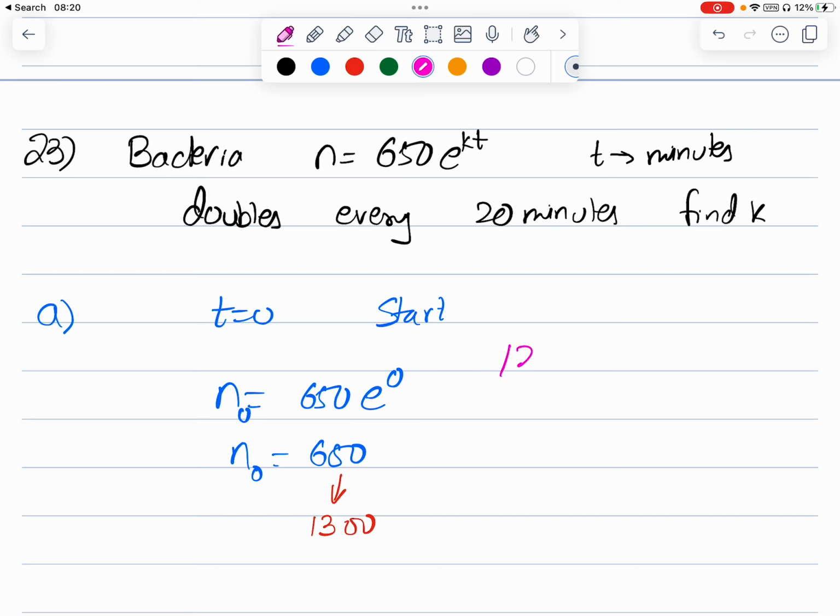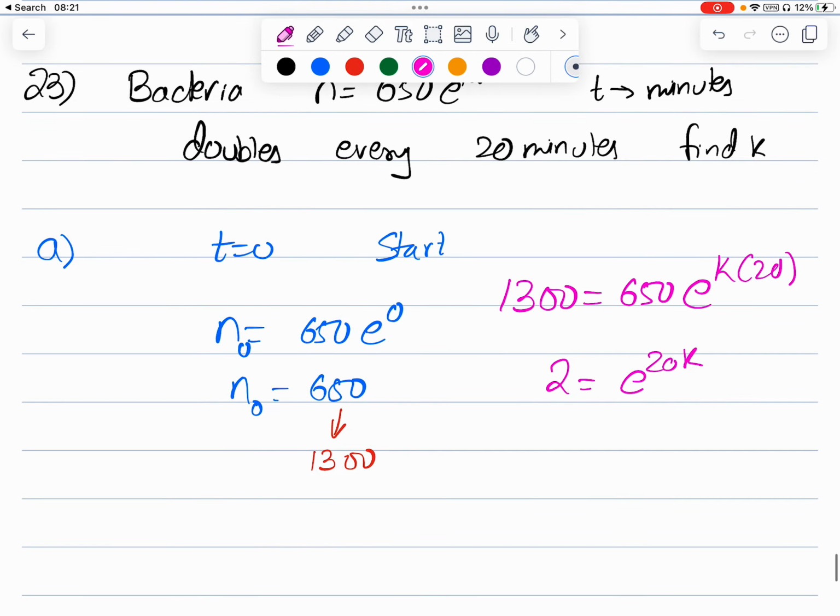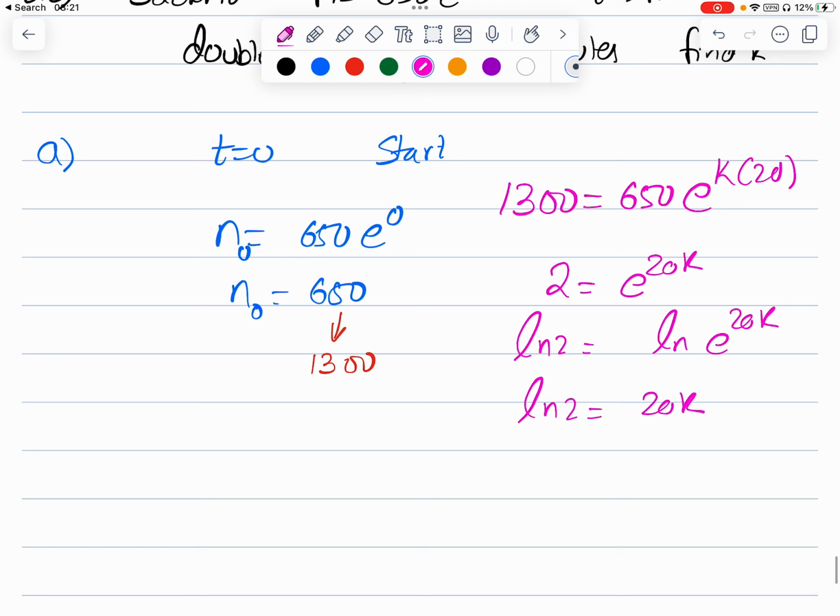1300 in 20 minutes. So 1300 equals 650 times e power k times 20. So 2 equals e power 20k. Apply ln on both sides. Ln 2 equals ln e power 20k. So ln 2 equals 20k. K equals ln 2 upon 20. That's the value of k.